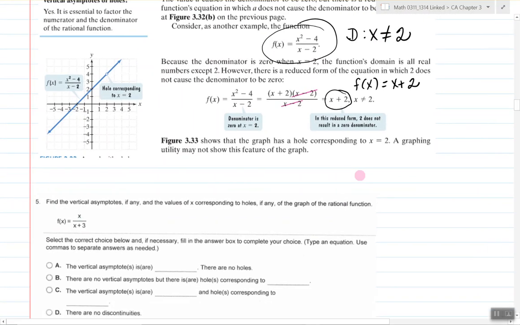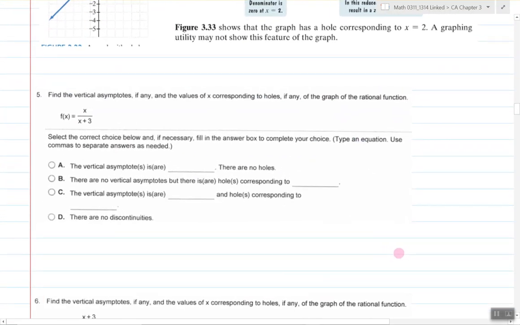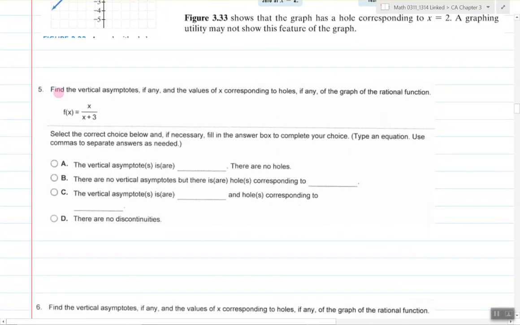All right, let's go on to some of these questions. Number 5, find the vertical asymptotes, if any, and the values of x corresponding to holes, if any, of the graph of the rational function. All right, so what we want to do first is find the exclusions. Well, I have x plus 3, which is the denominator. I set it to 0, and I know that x equals negative 3 is an exclusion.